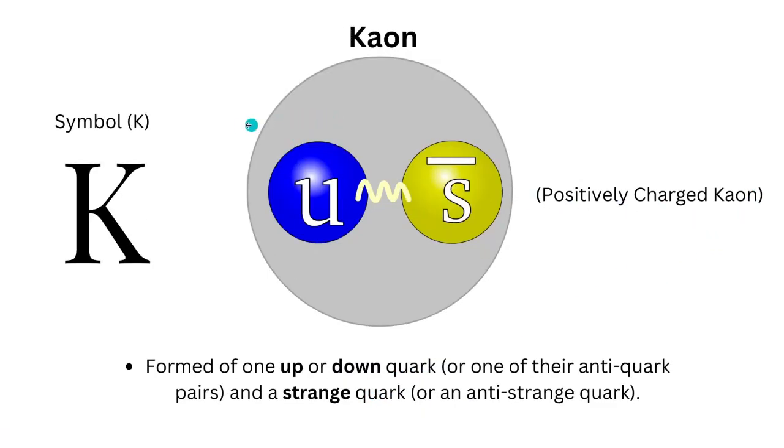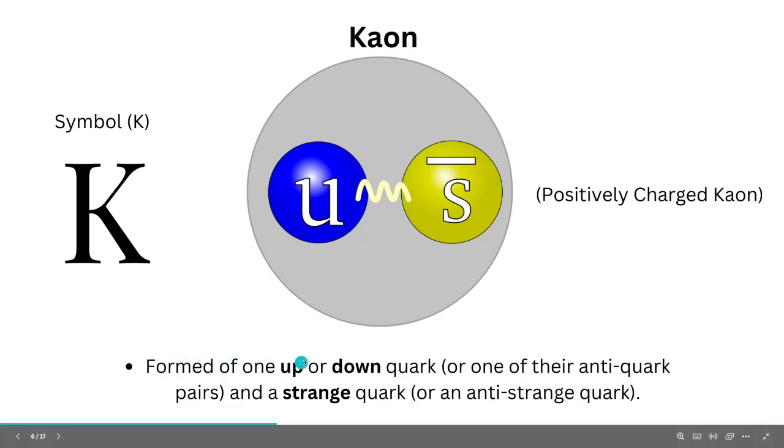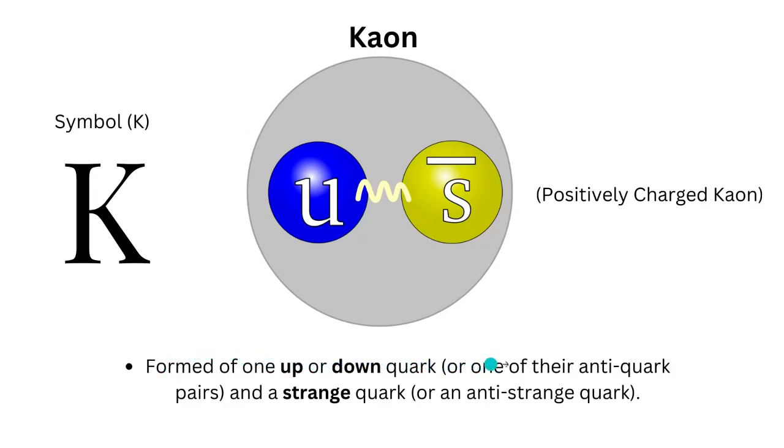Here's a kaon, formed of one up or down quark, or one of their anti-quark pairs, and a strange quark, or an anti-strange quark. This is a positively charged kaon. Symbol is K.